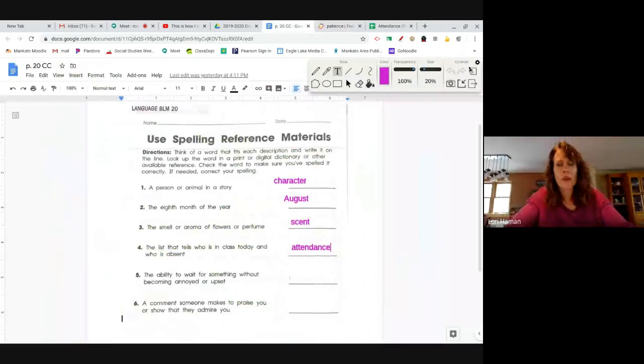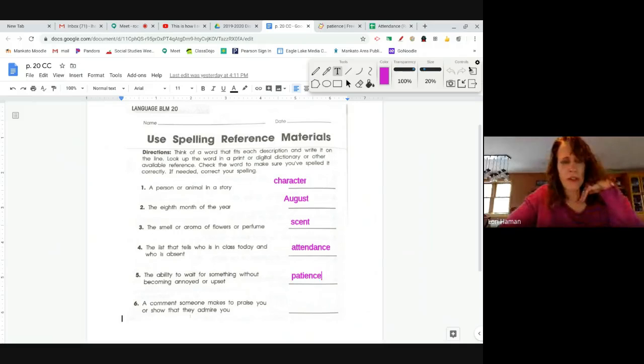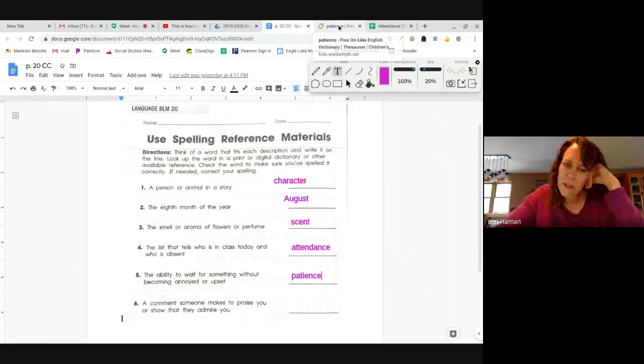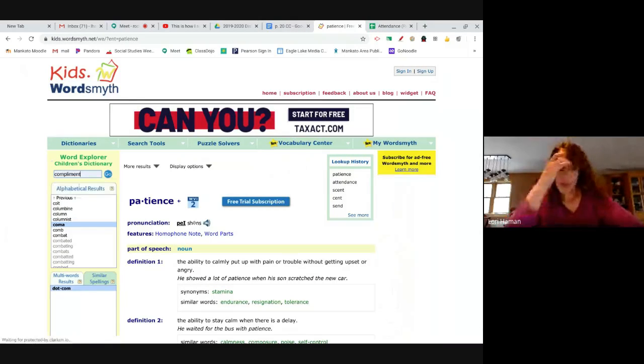So I'll start typing and I'll double check up at the top of my computer here that I have the right spelling. Patience. Let's do our last one. A comment that someone makes to praise you or show that they admire you. Isn't that called a compliment? If they praise you or tell you something nice about you. Compliment. Oh, there it is. Compliment.